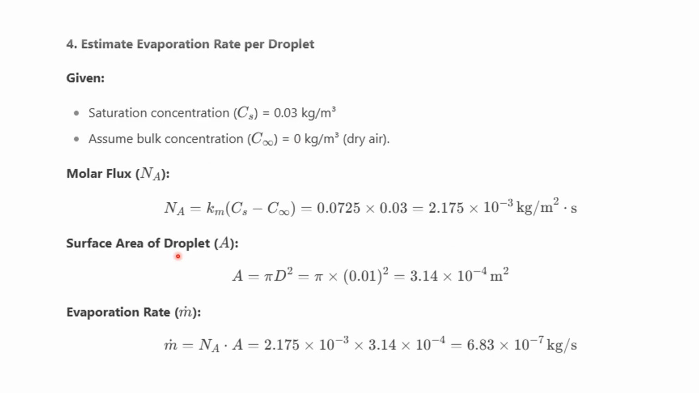Next, we need to calculate surface area of droplet, denoted by capital A. Surface area is given by pi d square, which is pi into 0.01 square, so area comes out to be 3.14 multiplied by 10 to the power minus 4 meter square. Now, after calculating molar flux and surface area of the droplet, we simply calculate evaporation rate by multiplying these two terms, molar flux multiplied by the surface area of the droplet. The final value of evaporation rate comes out to be 6.83 multiplied by 10 to the power minus 7 kg per second. Let's move further.